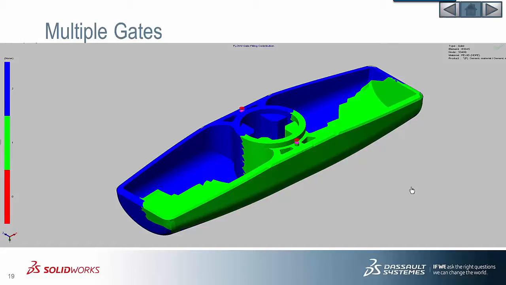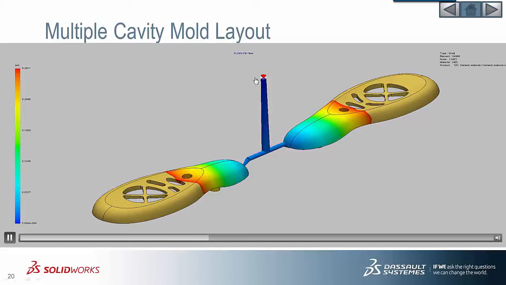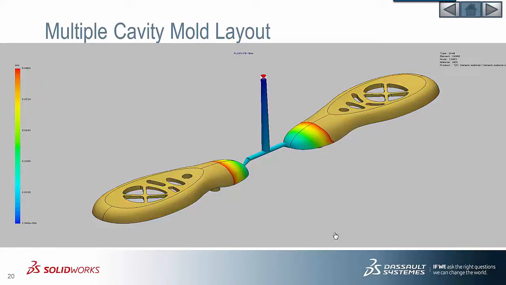We can also view the contribution from each of those gates in the model. So if it's not fully symmetrical, or here you're seeing these triangles, these are the actual elements that are being filled. You can analyze multi-cavity molds. So here we have two parts that are identical. We're just injecting two of them. So we've created our sprue and runner system in SOLIDWORKS Plastics, just based off of a simple sketch. And now we can measure if the injection pressure is enough to fill our cavities.